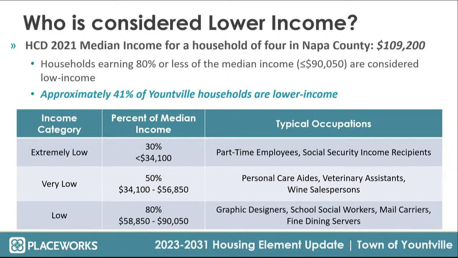So we do equate what occupations those would potentially be within the region, and so this is the list. So when we're looking at the low income, it's potentially a graphic designer or a mail carrier. The very low income is personal aides and vet assistants, wine salespersons. And then extremely low is a little bit trickier because it's harder to build that, but it's also the population that is basically one paycheck away from homelessness.